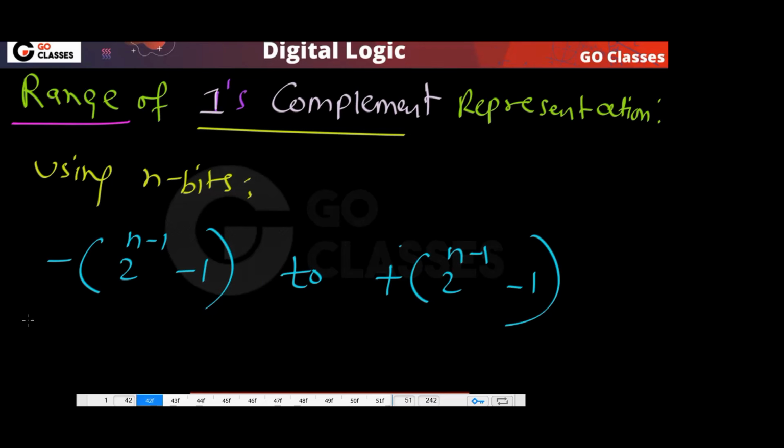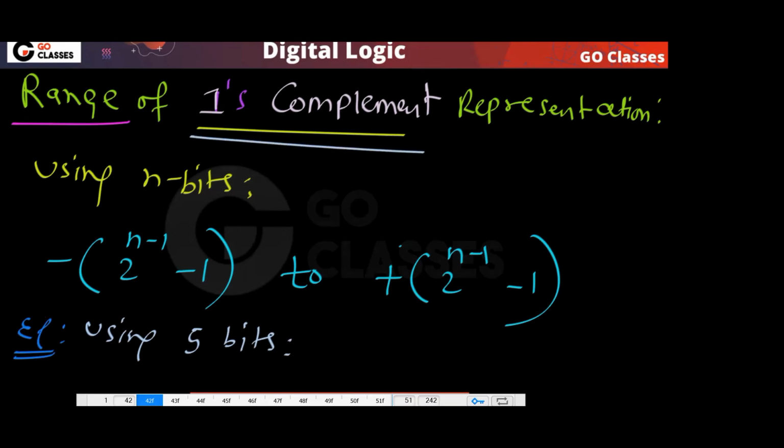The same thing, you can take an example. Let's take an example, using 5 bits, what will be the range of 1's complement representation? The range will be minus of 2 power 4 minus 1, so that is minus 15 to plus 15. This is the range using 5 bits.